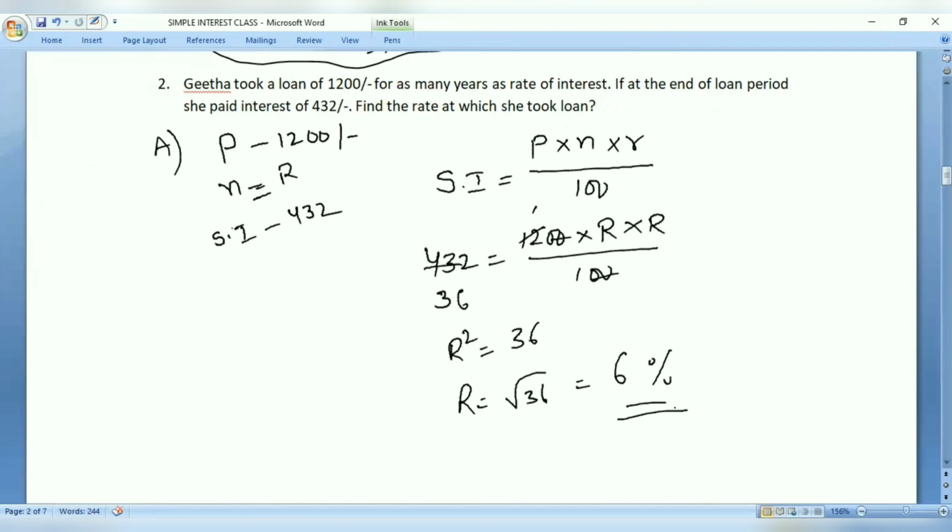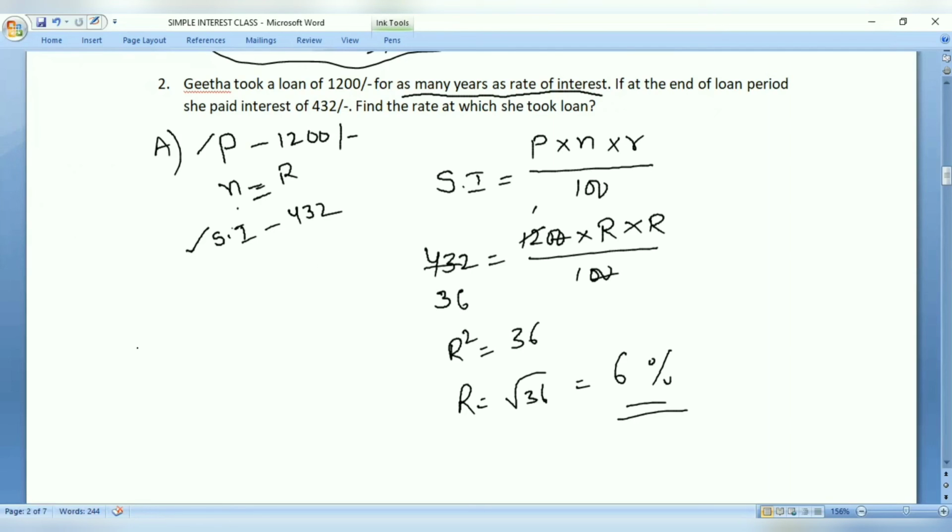Now in our problem, what is given to us? We are given the amount of loan Geeta has taken and how much interest she has paid at the end of the tenor. And they also mentioned that the rate of interest is equal to the number of years. She has taken the loan for as many years as rate of interest. That means time period and rate of interest are both the same.